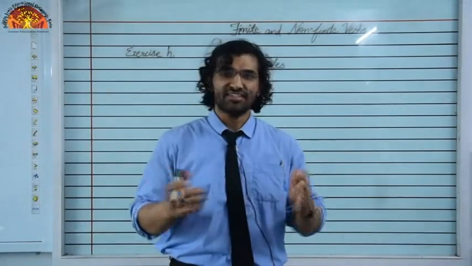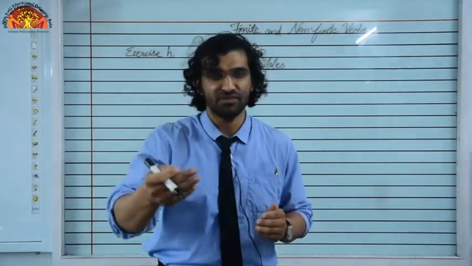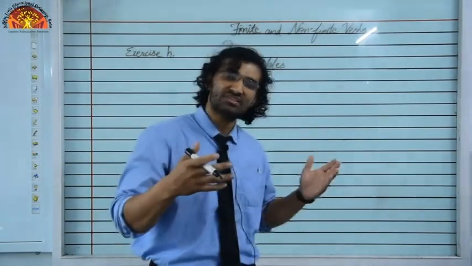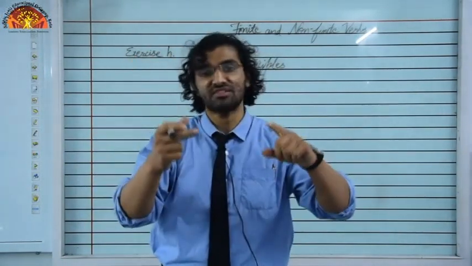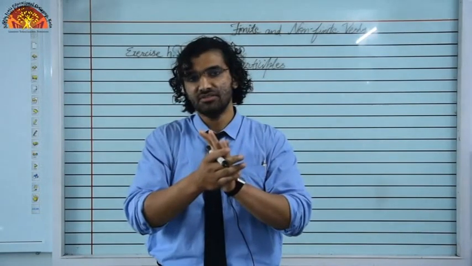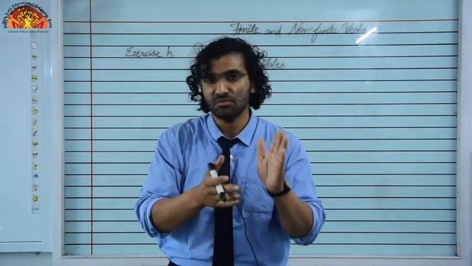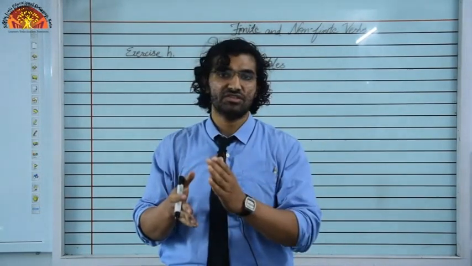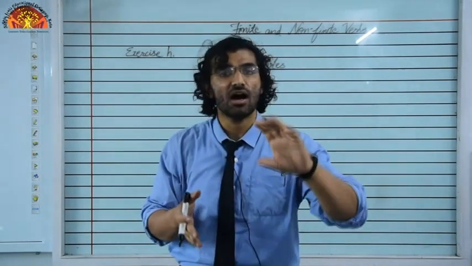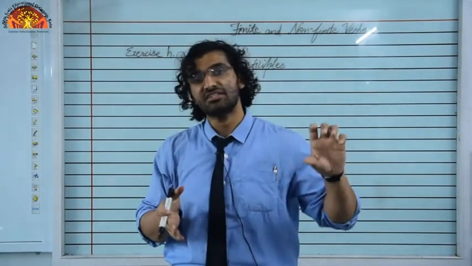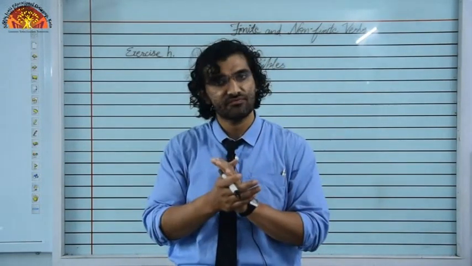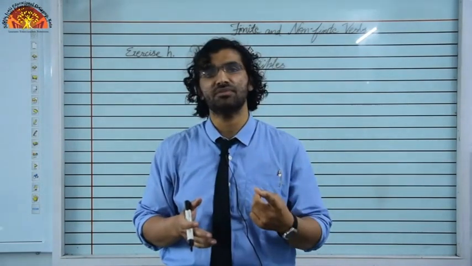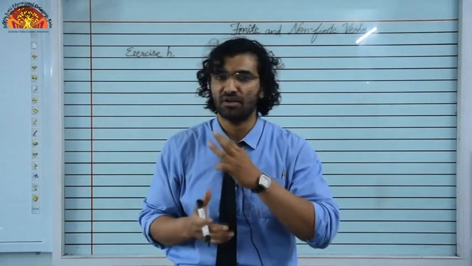Okay? The next exercise is related to participles. So first we are going to have a look at participles again that we studied before. What are participles? They are also known as verbal adjectives. And why are they known as verbal adjectives? Because they are used as an adjective in a sentence. Participles can be of 3 types: present participle, past participle, and perfect participle.